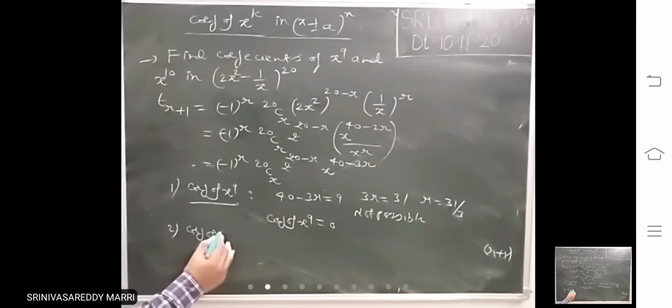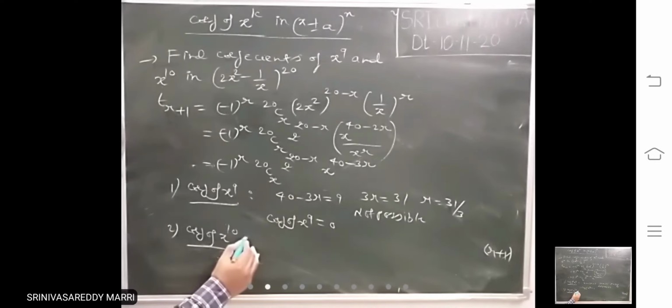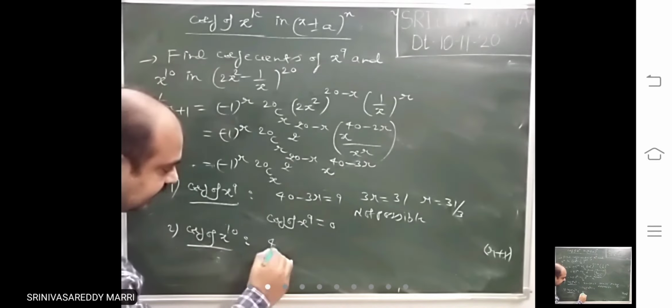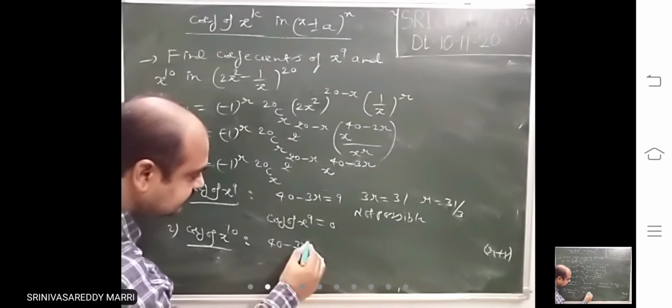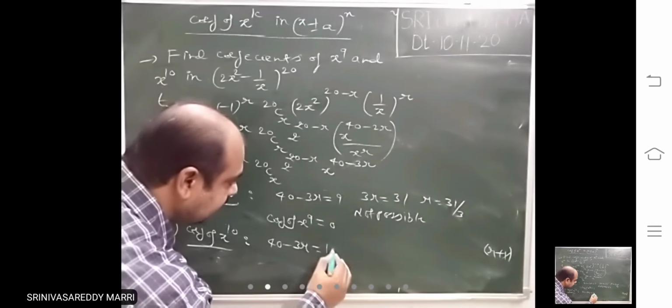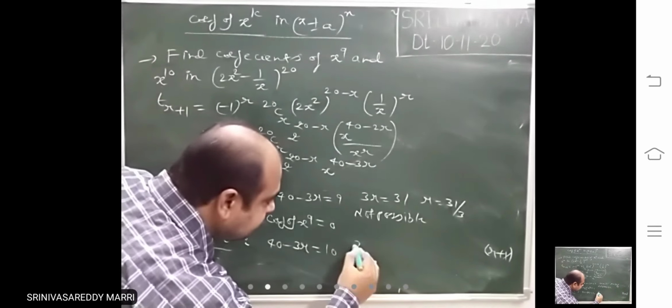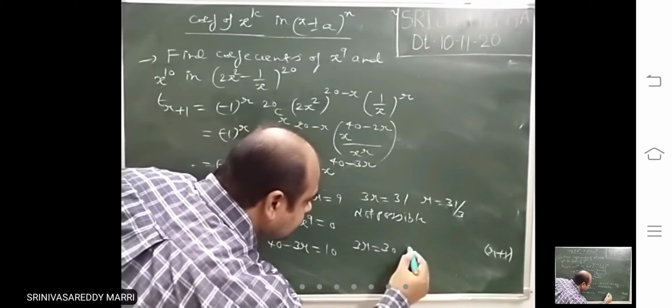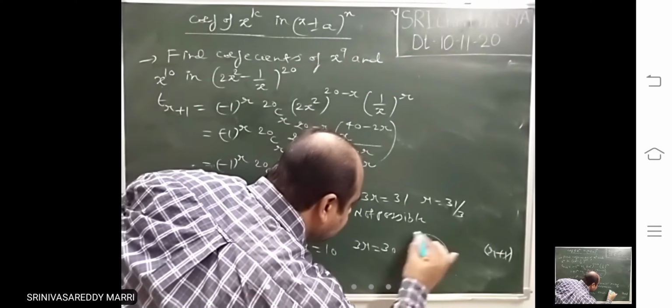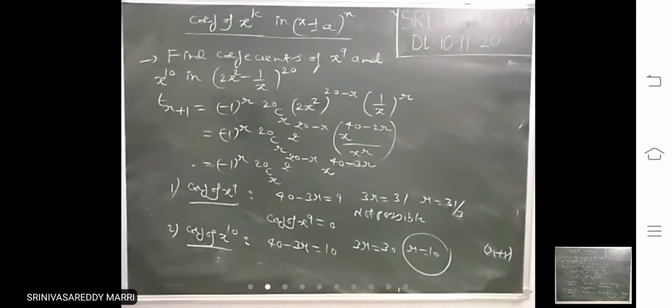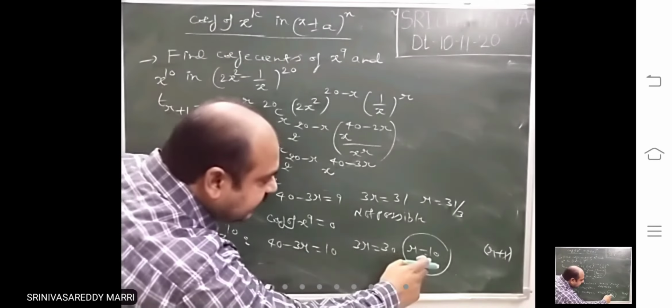Suppose we want the coefficient of x power 10. So equate this to 10. 40 minus 3r equals 10. That means 3r is 30 and r is 10. This is an integer, so this exists. That means r equals 10.